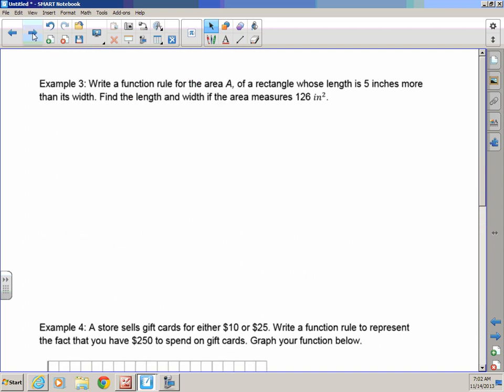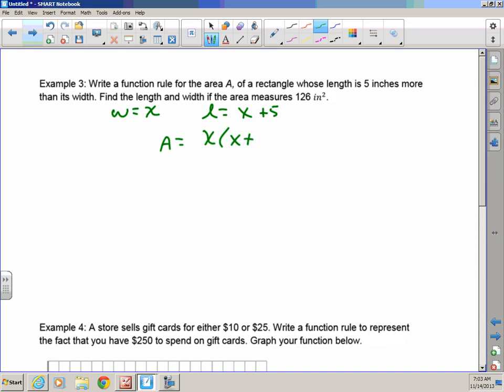Write a function rule for the area A of a rectangle whose length is 5 inches more than its width. Find the length and width if the area measures 126 inches square. Well, let's set up the width, we're going to call x. You could call it w, but that's fine. And L is going to be x plus 5. What's my function rule? The area equals x times x plus 5.